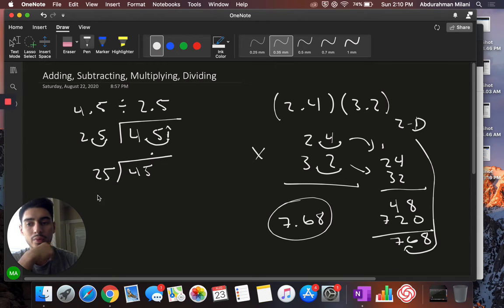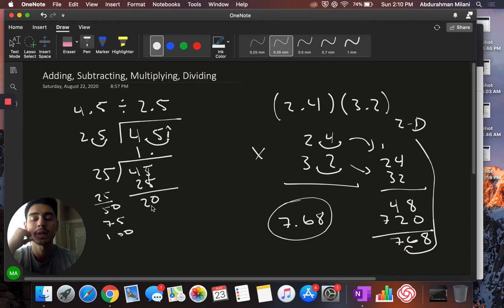If you do 25 plus 25, that gives us 50, and then that goes to 75, and then that goes to 100. So it can only go into it one time, because 1 times 25 gets us 25. And then that goes to 2. So 20 would be our remainder.